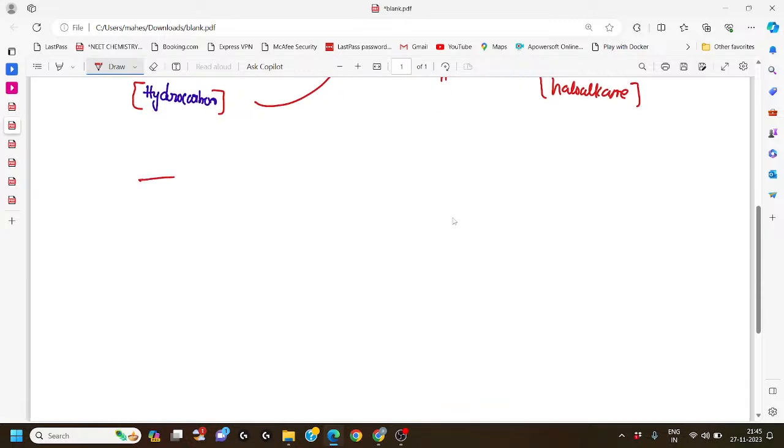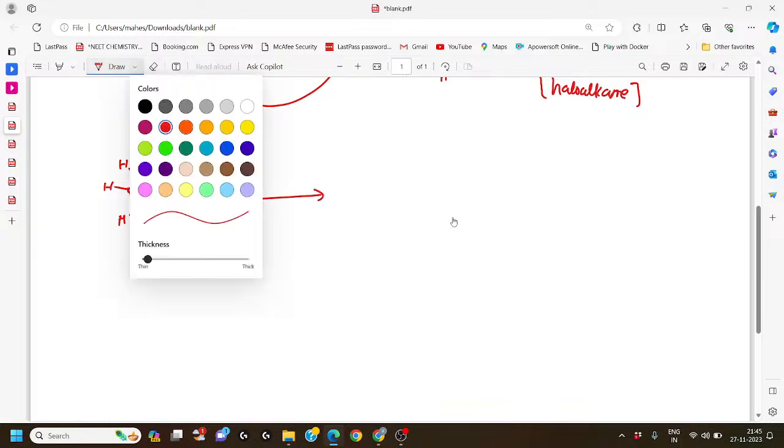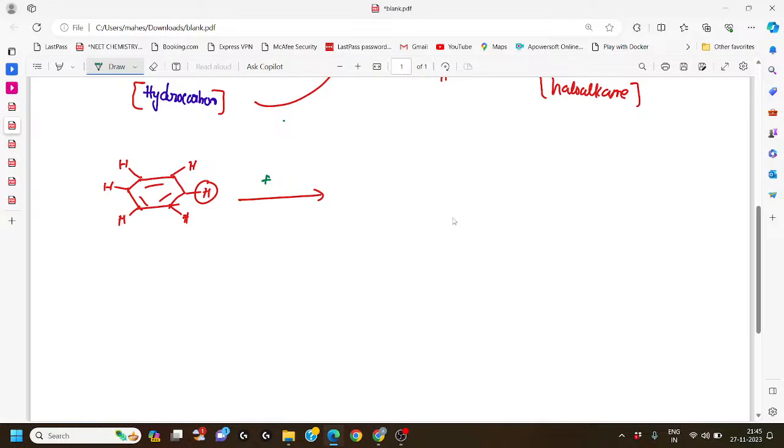So we observe that here is benzene. Six hydrogens are present in benzene. Here one hydrogen in benzene is replaced by chlorine. That means addition of chlorine, removal of hydrogen. It gives rise to chlorobenzene. This is an example of haloarenes.